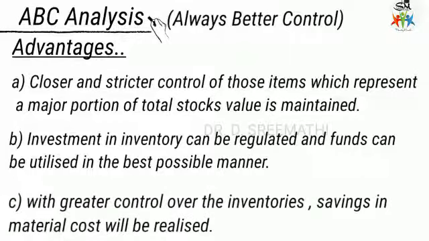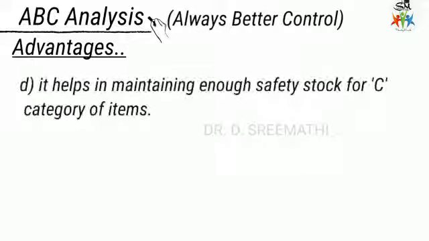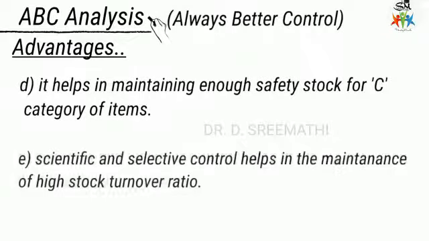And then we can say that with a higher control over the inventories, savings in material cost will be realized. And this ABC analysis helps in maintaining enough safety stock for category C items. And then the scientific and selective control helps in the maintenance of a high stock turnover ratio. The next we are going to see is the limitations of ABC analysis.